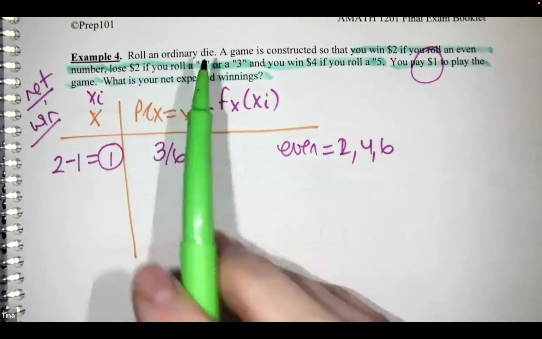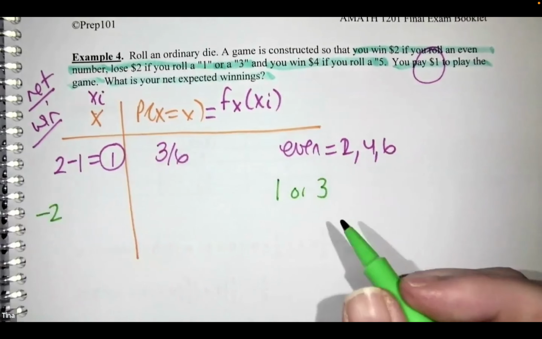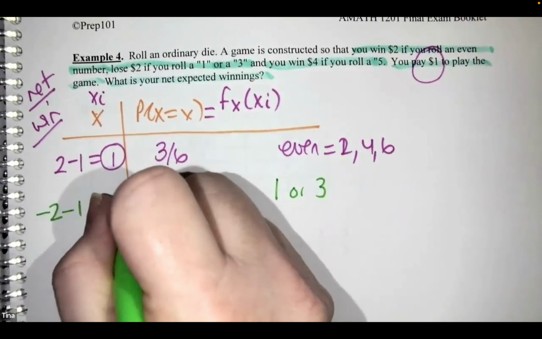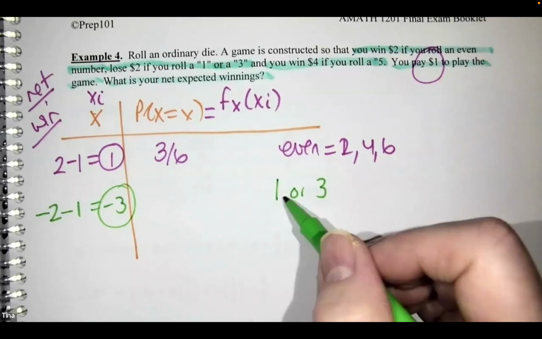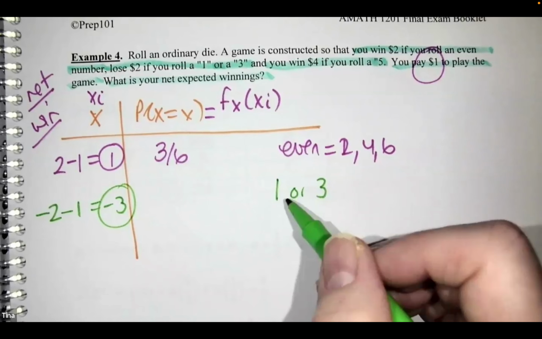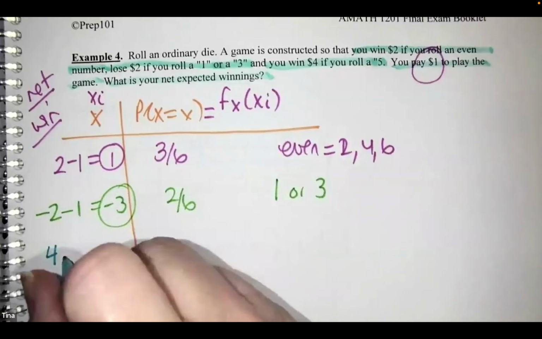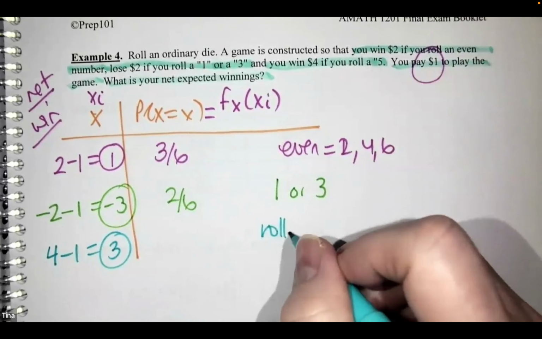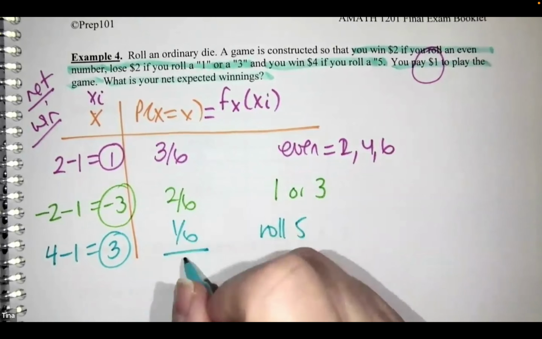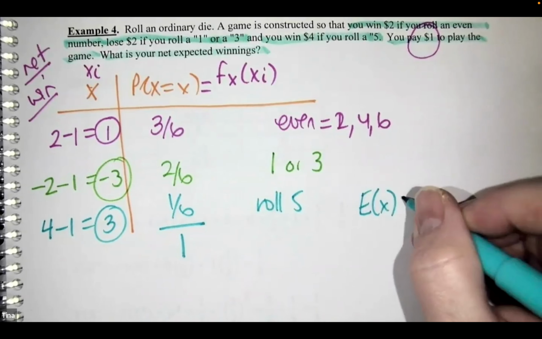Now it says I lose $2 if I roll a 1 or a 3. So that's a drag because I lose $2 plus I had to pay $1 to play. So I'm actually 3 in the hole. And rolling a 1 or a 3 is 2 cases out of 6. And the last one is I win $4, but I paid $1, so I'm ahead $3 if I roll a 5. Make sure your probabilities obviously add up to 1. So what's my expected winnings?